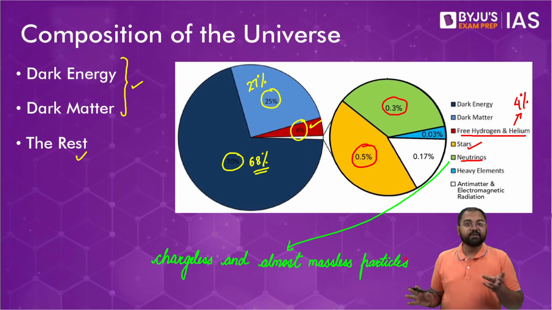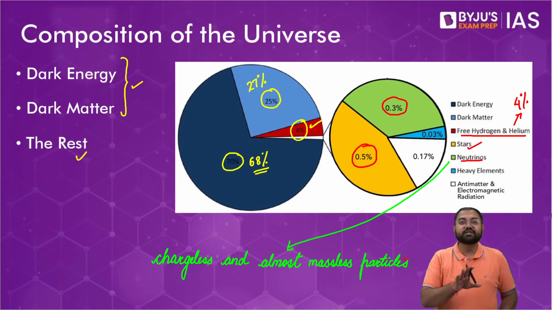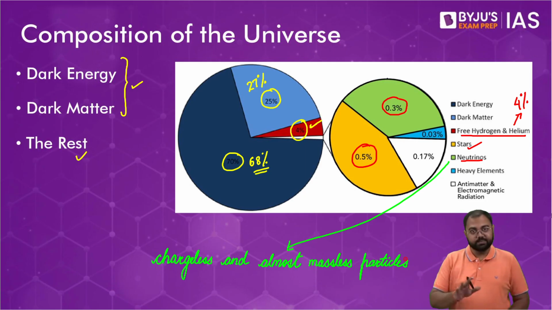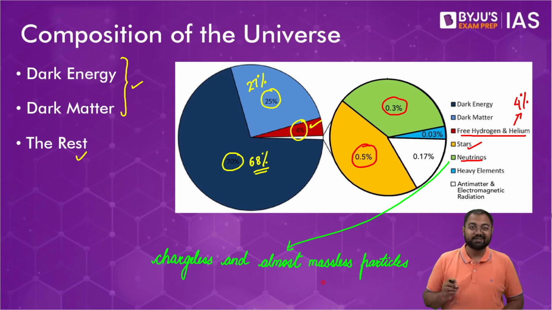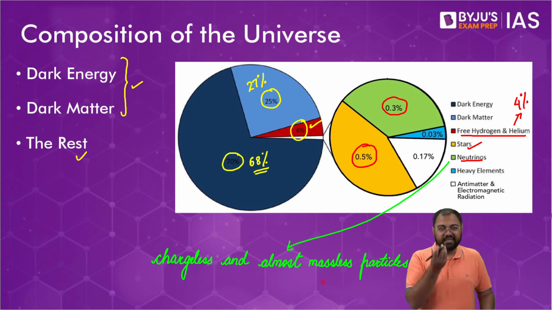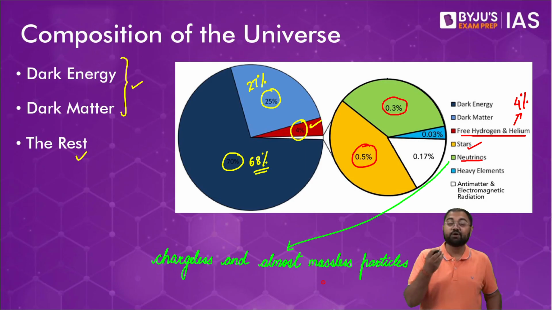So chargeless meaning that they don't have a positive or a negative charge. For example, you might know that protons have positive charges, electrons have negative charges, neutrons have no charge. Similarly, neutrinos also do not have any charge, neither positive nor negative. And almost massless particles. Why almost massless? Because their mass is a very tiny fraction. They are so light that they are almost undetectable.